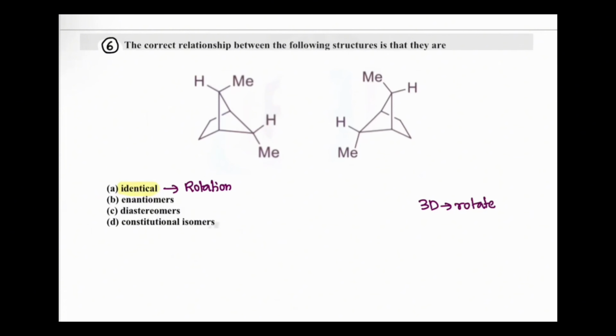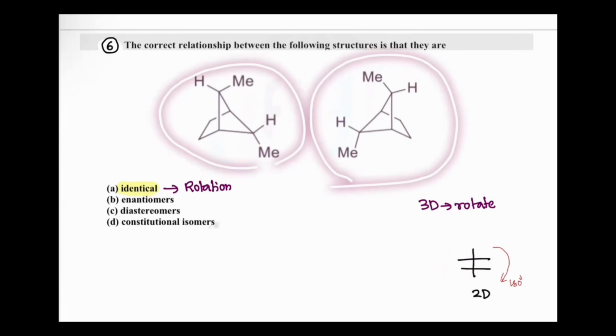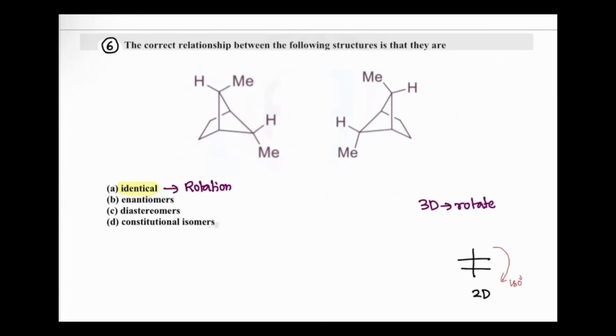But in the case of a Fischer projection, we know it is a 2D projection. Here we can only rotate it in the plane of the paper, and that too by 180 degrees. If you do any other rotation, the configuration of this carbon and this carbon will be different. But in a three-dimensional structure, we can rotate the molecule at any angle. It will not change the structure. So here also we can see the three-dimensional structure, which means just by rotating the molecule, the configuration will not change. So to find the relation between both these, we can rotate either molecule.